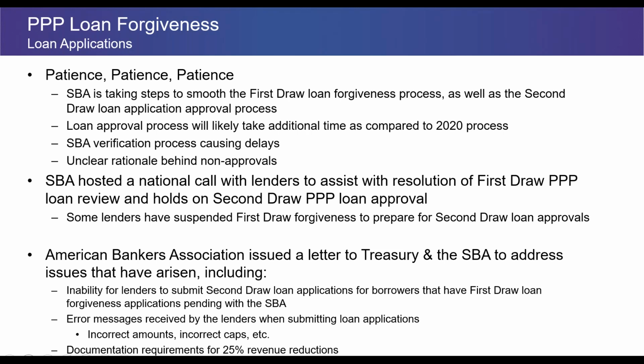Also, the ABA issued a letter to the Treasury and the SBA to address issues that have arisen. Just so everybody knows, there is still an inability for lenders to submit second draw loan applications for borrowers that have first draw loan applications pending with the SBA. These error messages are still happening with incorrect loan amounts, incorrect caps, and documentation requirements for 25% revenue reductions. That's one area where there doesn't seem to be a lot of consistency, especially when a company does not have an actual financial statement for the quarter for which they're presenting.